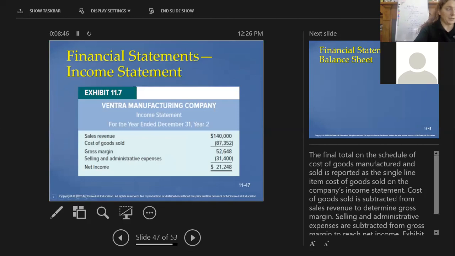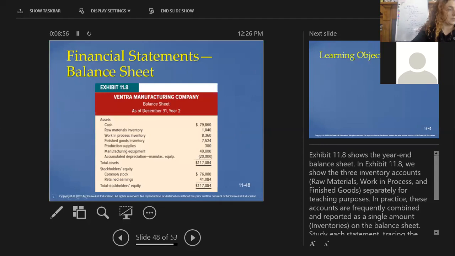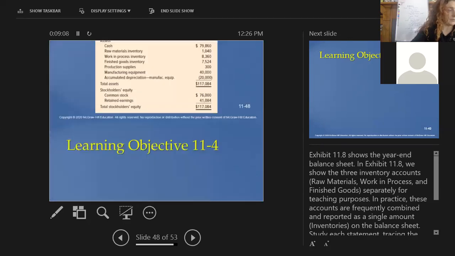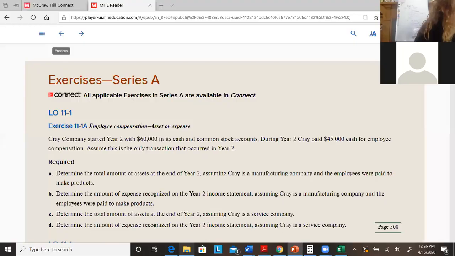Income statement is going to have your cost of goods sold there, and that's that final number that we came down to way at the bottom there. So again, the 3 inventory accounts. Production supplies, those are indirect materials. Okay, so let's do a couple of these problems so you can see how this works.